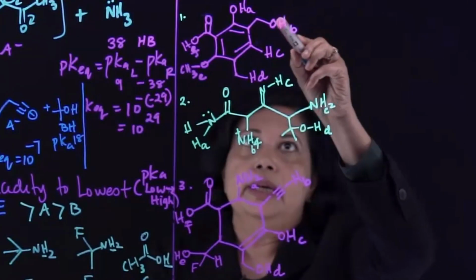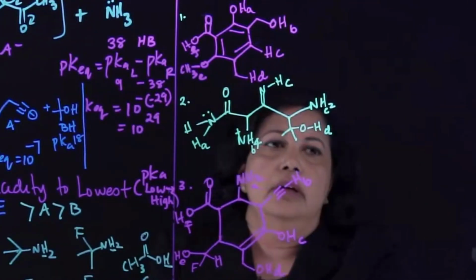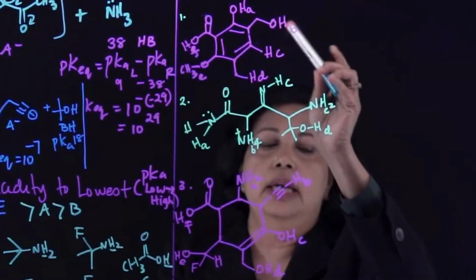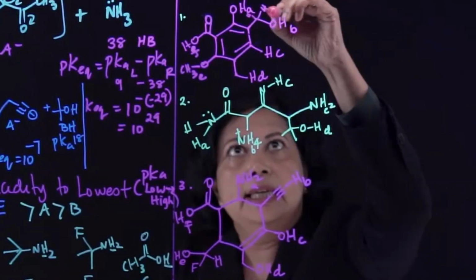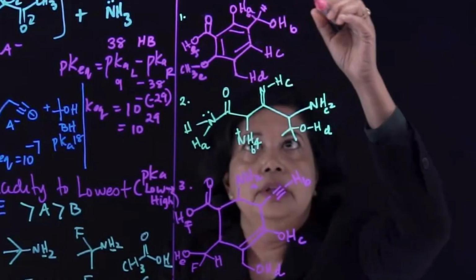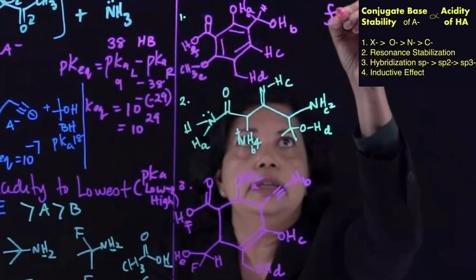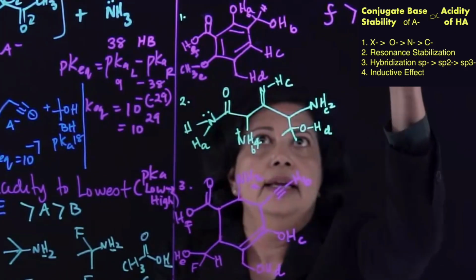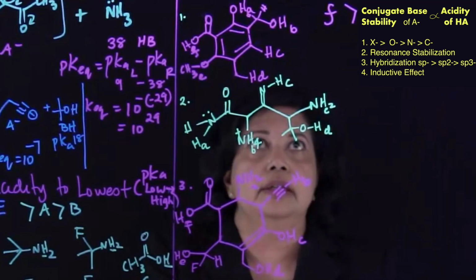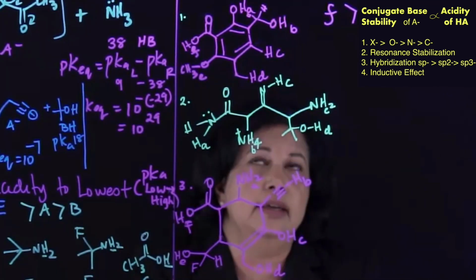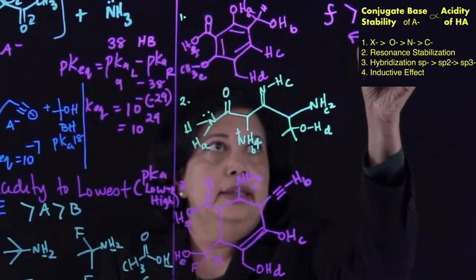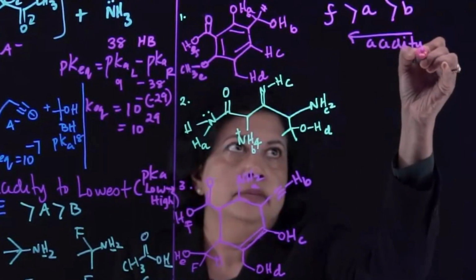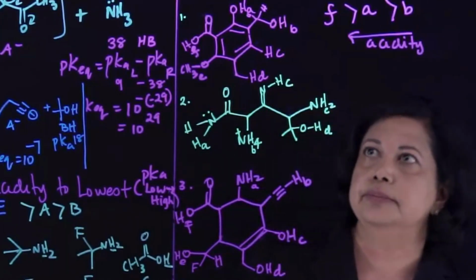That's a lot better than having no resonance at all on this oxygen. It's localized because you have two hydrogens here. You cannot take that anion and go through here. So therefore, F is greater than A is greater than B in terms of acidity. So here the acidity order is going in this direction, from high to low.